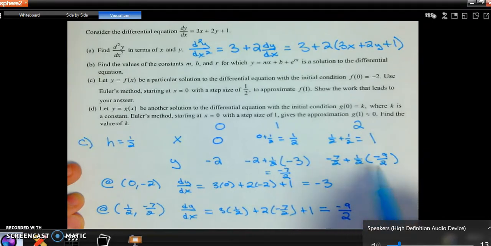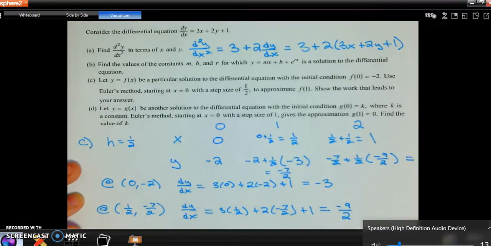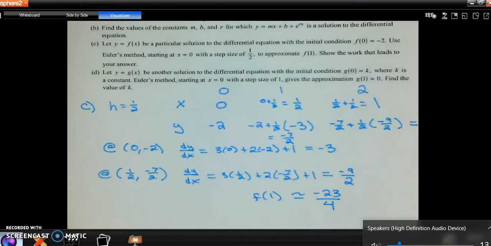This is going to turn into fourths, so you need to turn that into fourths. So that's negative 14 fourths minus 9 over 4. And so that gives me negative 23 over 4. And you can kind of write your conclusion there. So my conclusion is that f of 1 is approximately negative 23 over 4. And you would get full credit for that answer there.